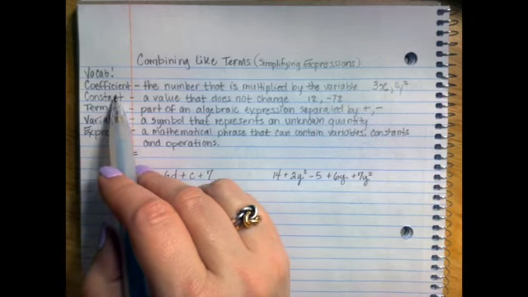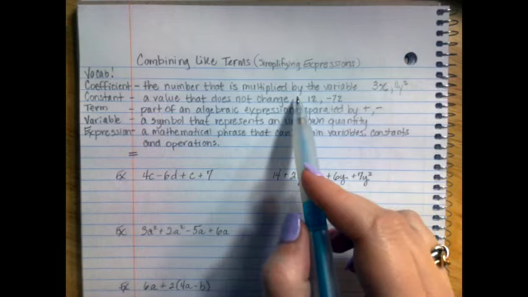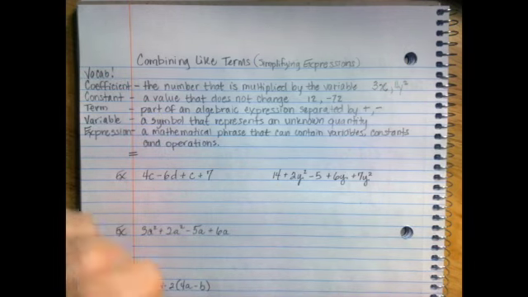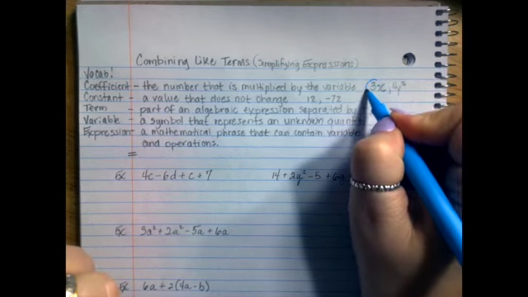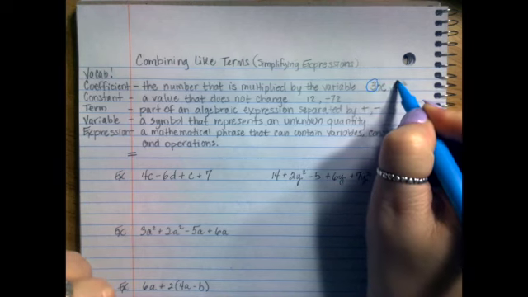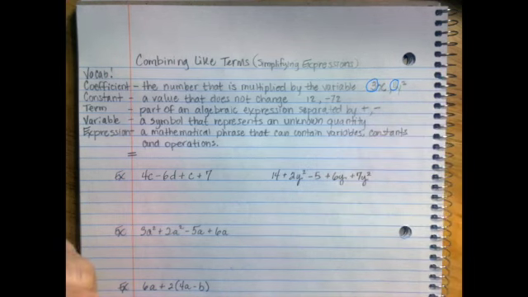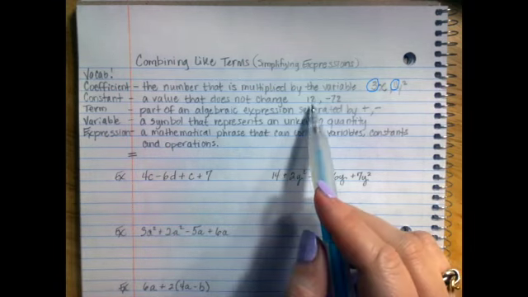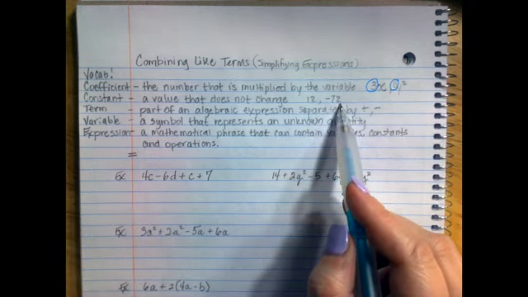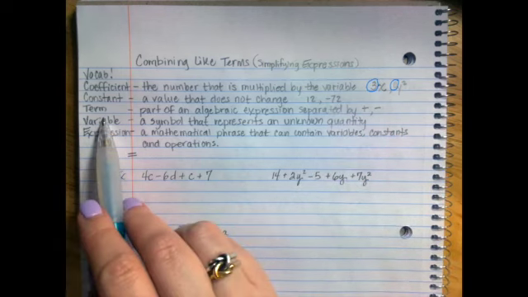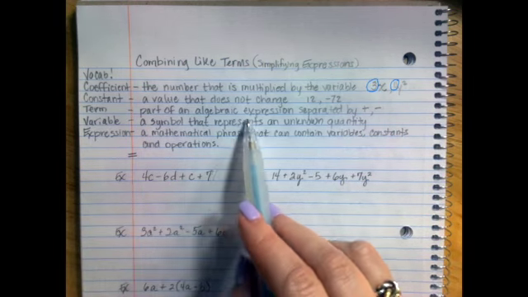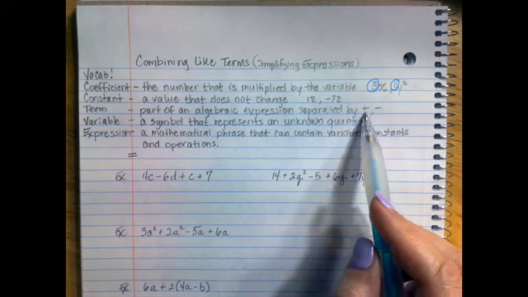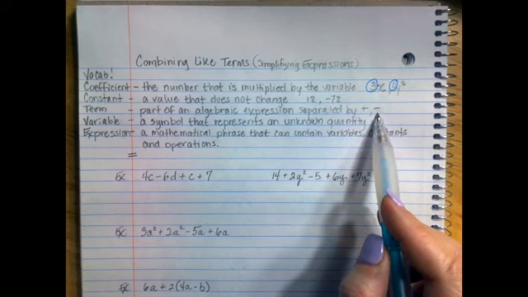First word, coefficient. This is the number that is multiplied by the variable. All right, so the 3 is the coefficient. The 4 is the coefficient. Okay, now constant. That is a value that does not change, like 12, negative 72. Okay. Term, part of an algebraic expression separated by addition and subtraction.